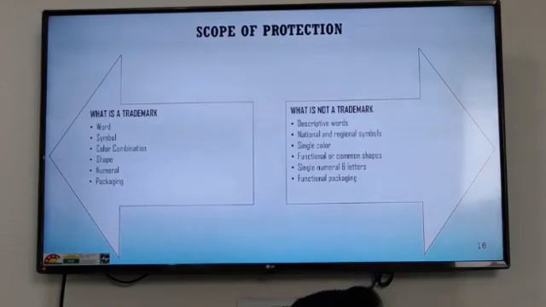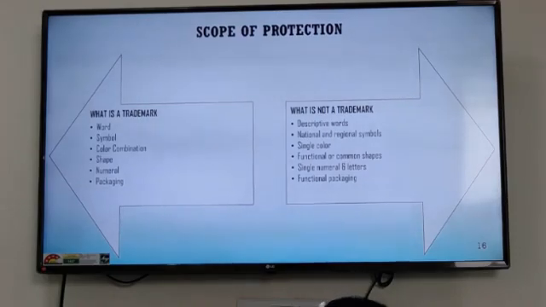National and religious symbols. Can you take the Ashok Chakra or the Ashok Stambha and say that these are my trademarks? Of course not. You can't take the national flag and say that is my trademark. So these are national and even regional symbols of states, local symbols. None of those are capable of becoming individual trademarks.